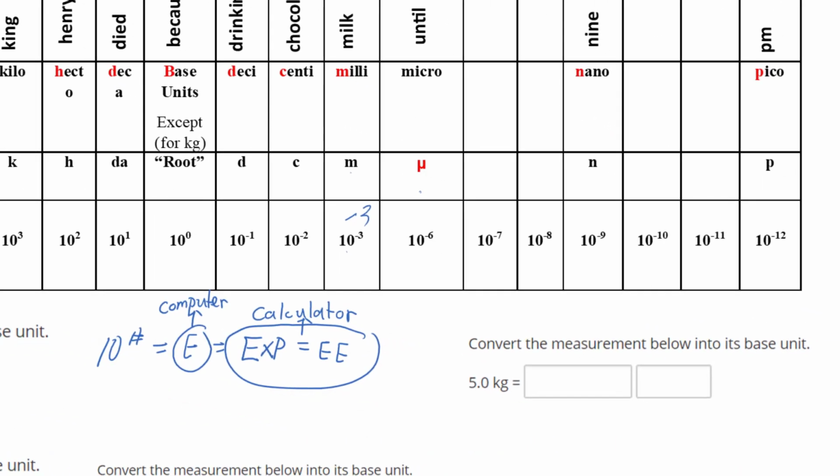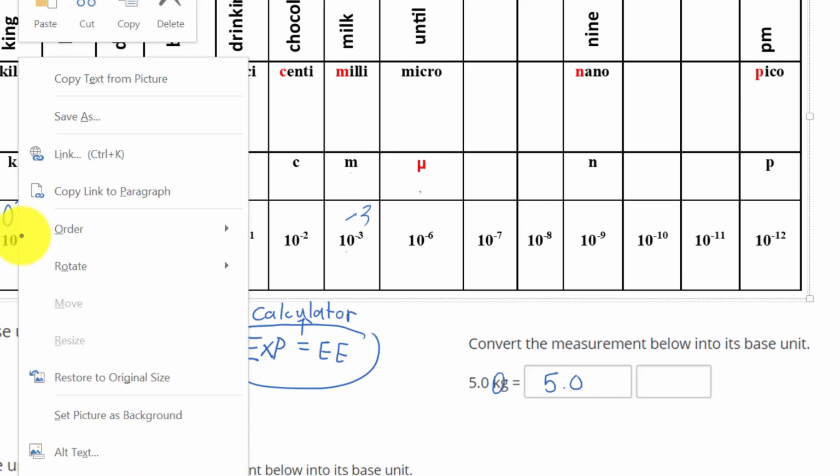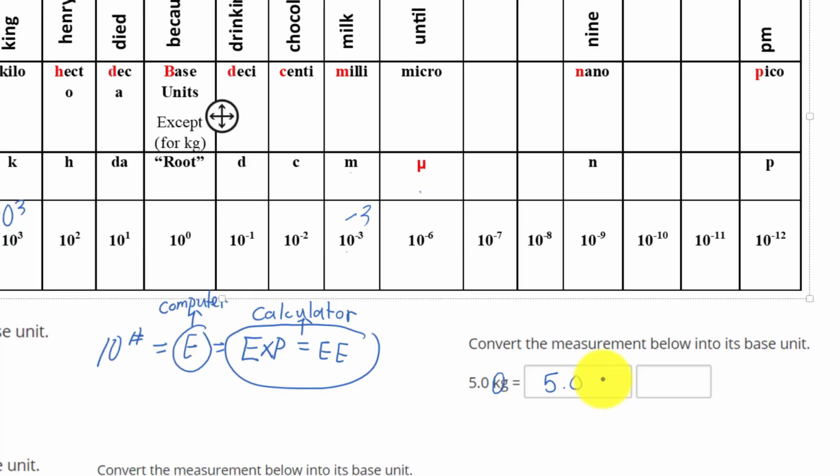Another example, it asks me to convert the measurement below into its base unit. So I have 5.0 kilogram. First thing I'm going to do, my first box, number. Now I'm going to look for what K stands for. Okay, K stands for kilo, and kilo is 10 to the 3 power. So instead of writing 10 to the 3, I'm going to write capital E and 3. And then we know that G stands for gram for our base unit.